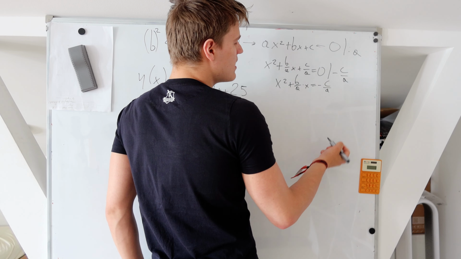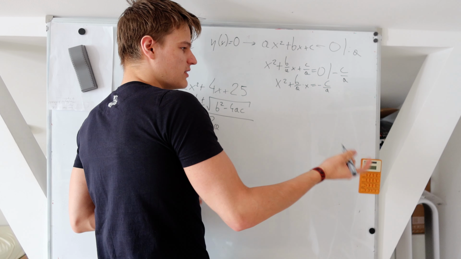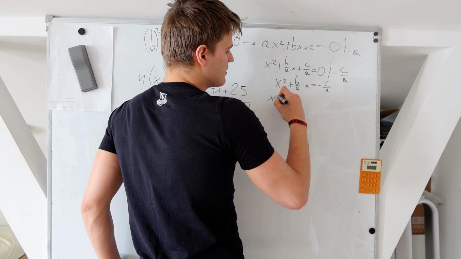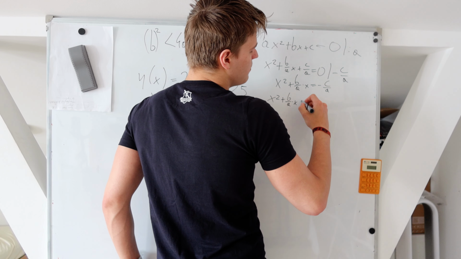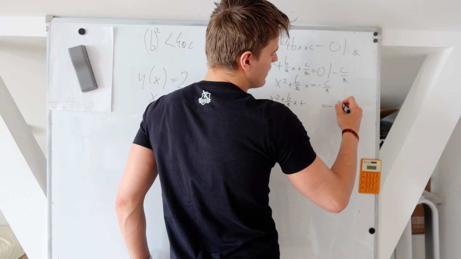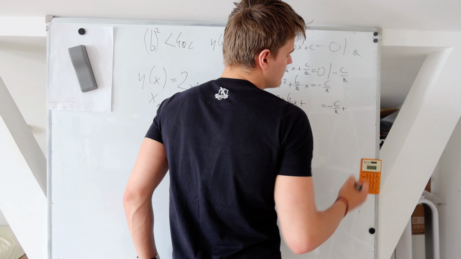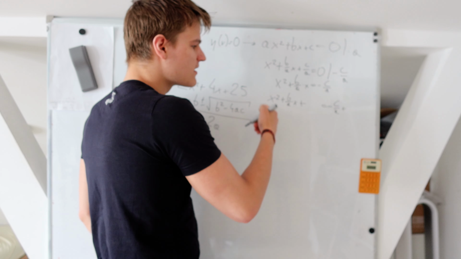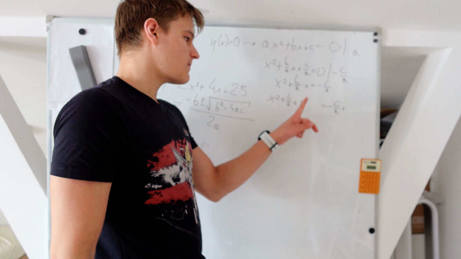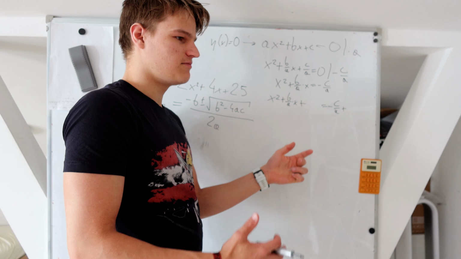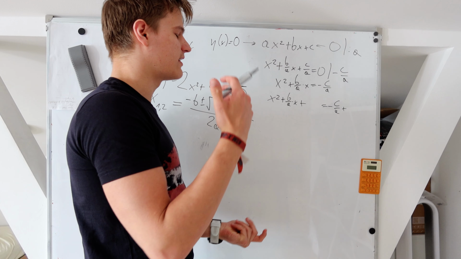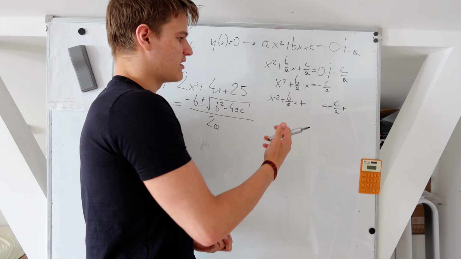We have x squared here. Now we need to complete the square again. So how do we do that? We need x squared plus b over a times x plus some term is equal to minus c over a plus some term. How did we do this last time? We looked at how this term even gets there.